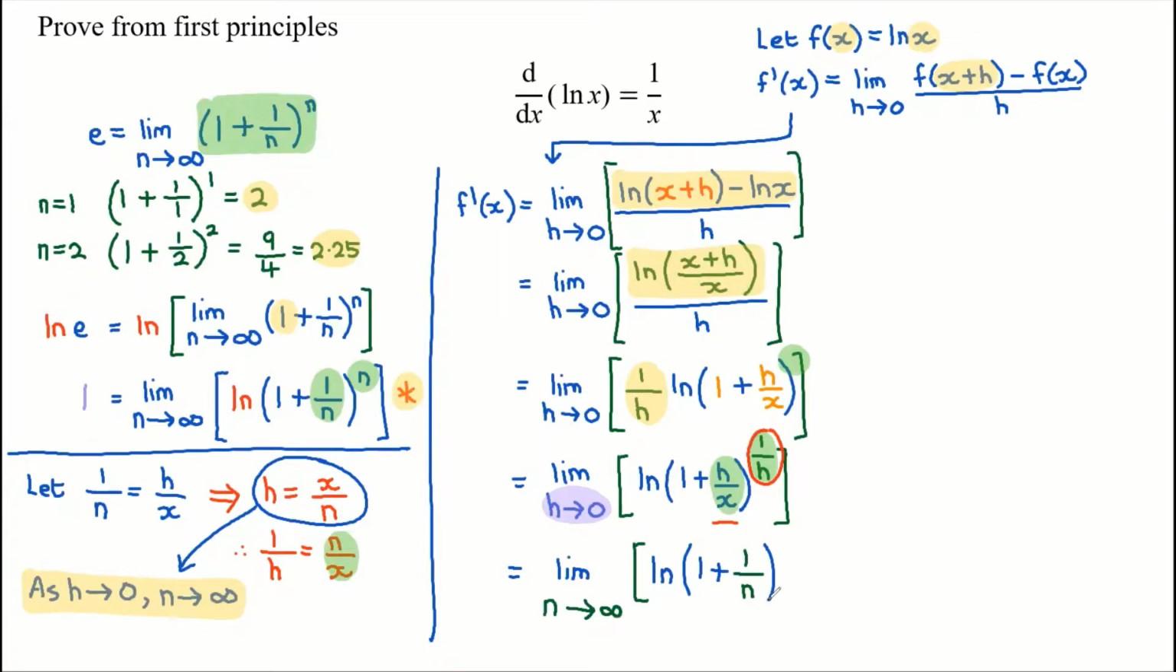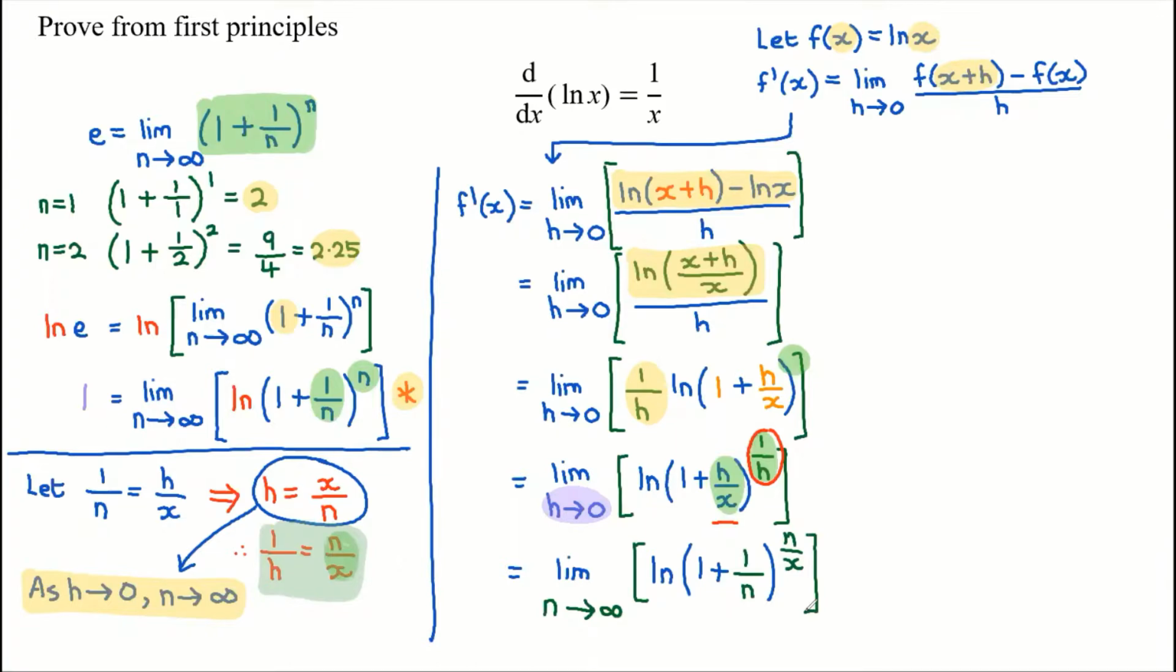My only problem now is that my 1 over h in the power is now going to be replaced by n over x, as we can see, or as we saw in this step here. Okay, so I'm forced to do that, otherwise I'd be inconsistent and just wrong, to be blunt. So this is going to be n over x. Okay, so this is where I'm at with my derivative.